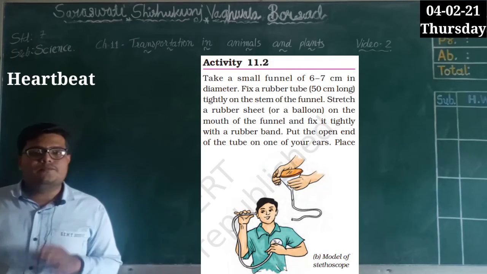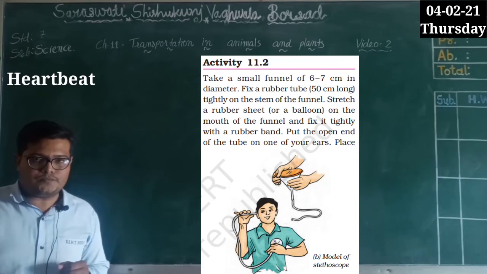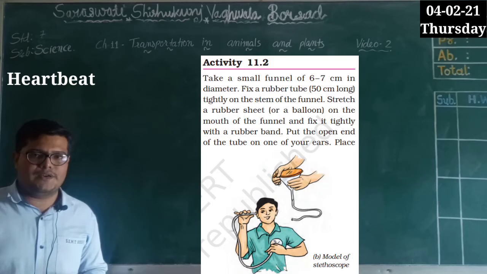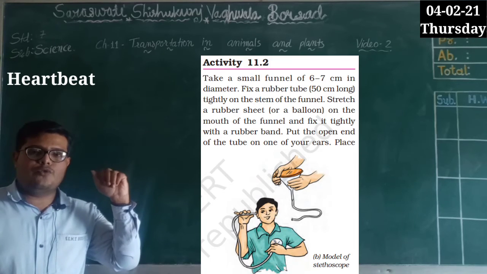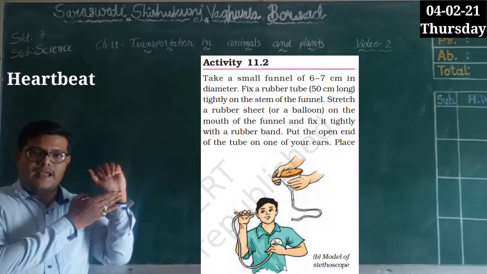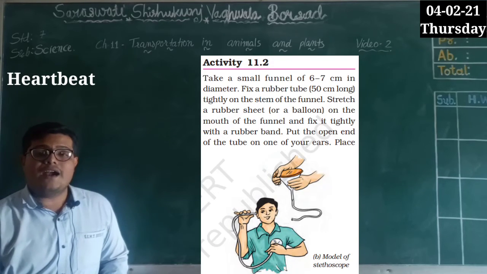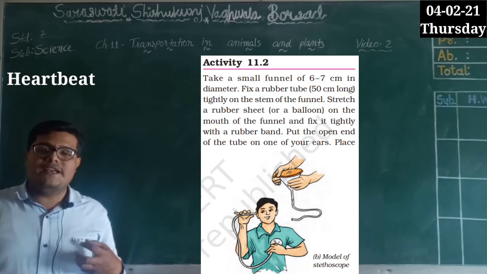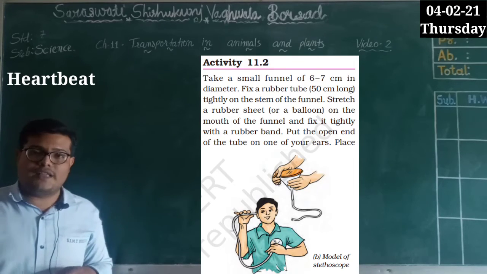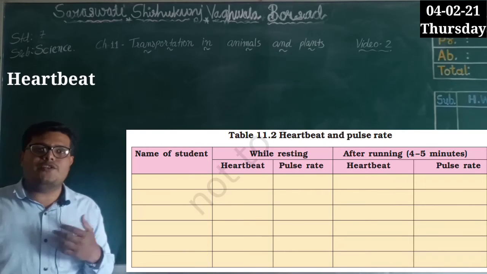What will you do with that? You and your friends have to make a group and measure heartbeat and pulse rate. You know how to measure pulse rate, right? As I told you, keep two fingers of your right hand near this area, and you can measure the pulse rate. You get the pulse rate from there, and the heart rate is the number of beats in 1 minute that you can hear using the instrument you just made. You and your friend both have to fill the table given in the textbook.